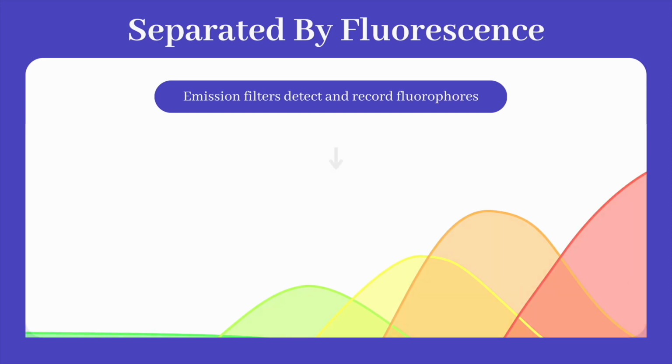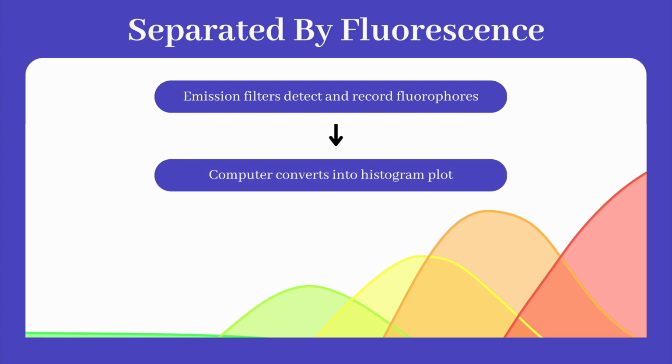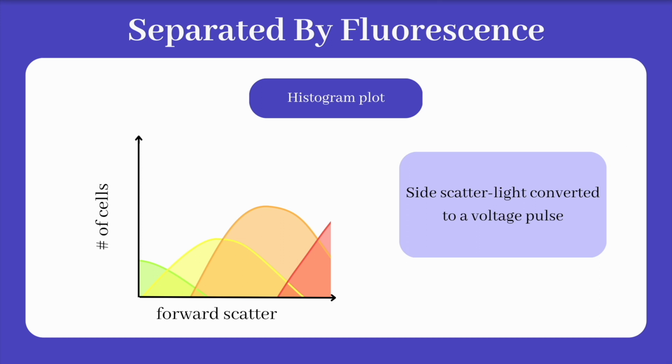Then, the computer converts the data into a histogram plot, making the x-axis the forward scatter and the number of cells for the y-axis. Like the forward scatter, the side scatter light is converted to a voltage pulse, which is directly proportional to the amount of side scattered light.